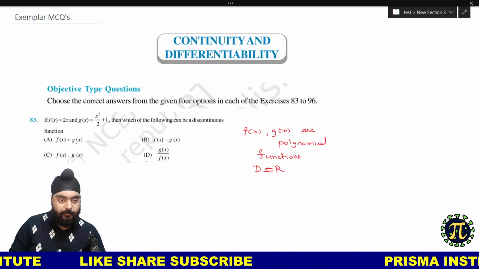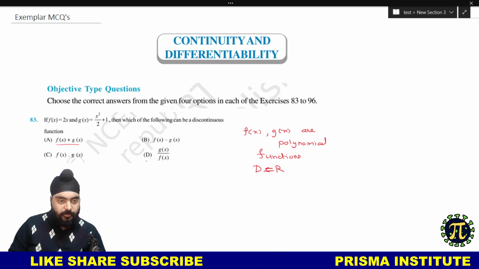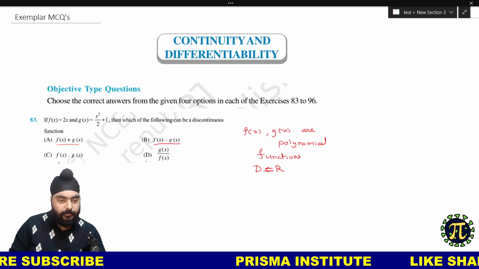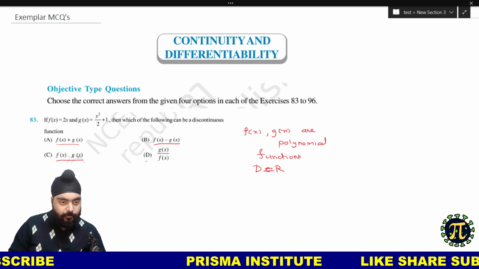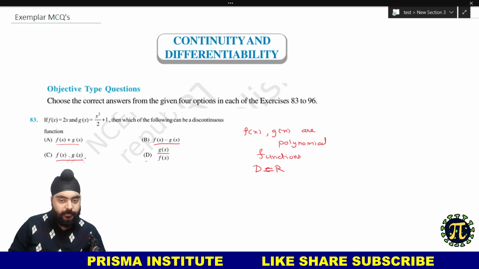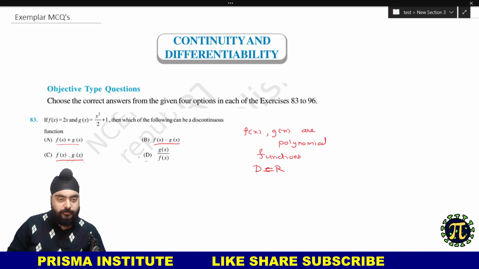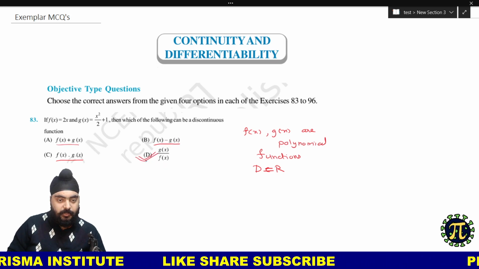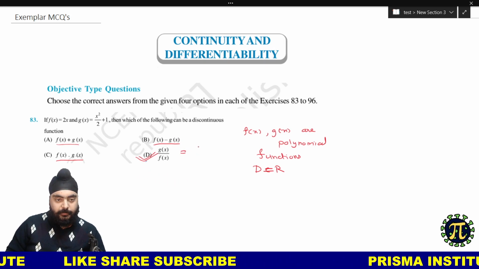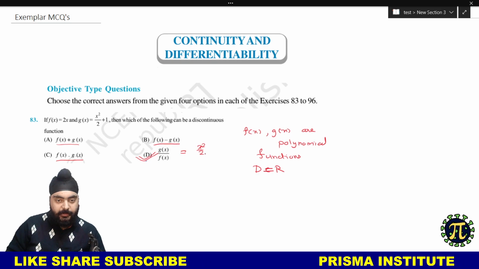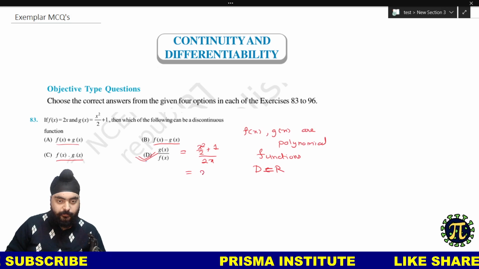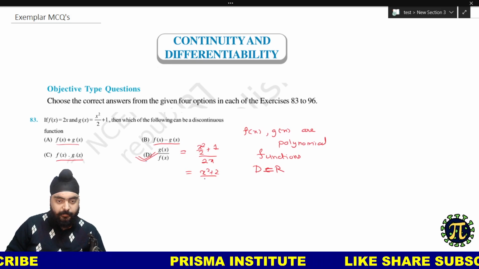So their addition will be a polynomial function. So this will be also defined for all real numbers. Their subtraction will be a polynomial, and their multiplication will also lead to linear into quadratic will give you a cubic polynomial, and that will be also defined for all real numbers. But last option can be correct because this function can be discontinuous. So let's say gx by fx is nothing but x square by 2 plus 1 divided by 2x, which simplifies to x square plus 2 divided by 4x.